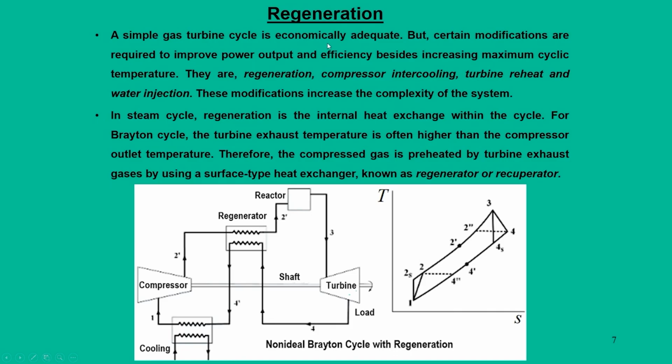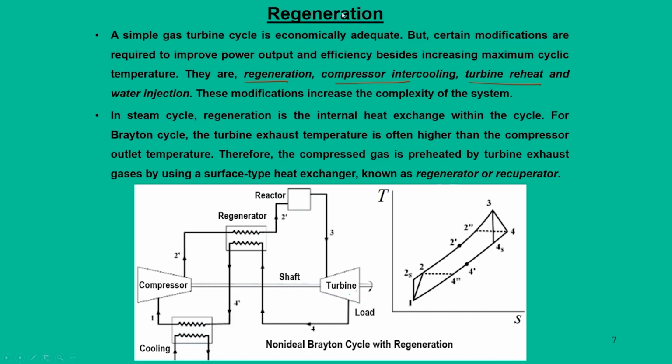So, basically there are modifications that are done for a conventional Brayton cycle. First is regeneration, second is compressor intercooling, third is turbine reheat, and fourth is water injection. Out of these four, we mainly concentrate on regeneration, compressor intercooling and turbine reheat to the most possible extent. Although there is some mechanism in which water injection is also used for improving the work output, that is mainly done for aircraft engines. So, what does this mean by regeneration?